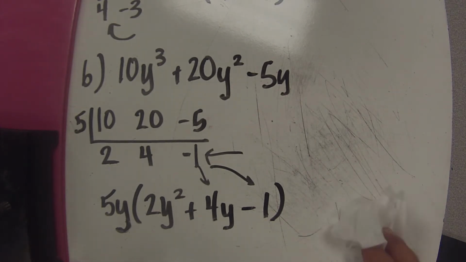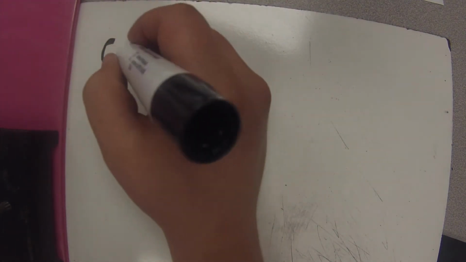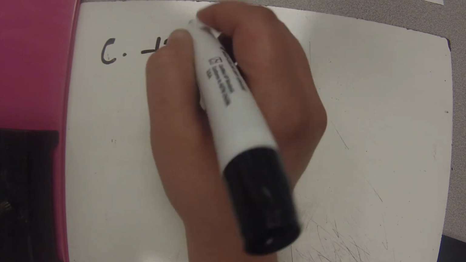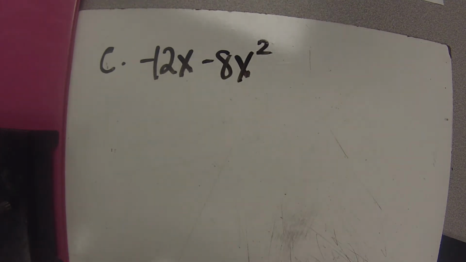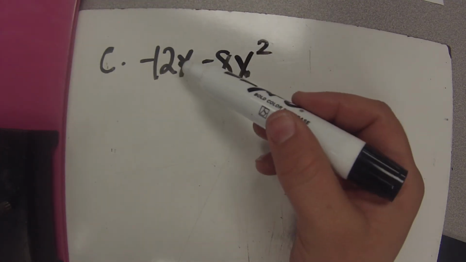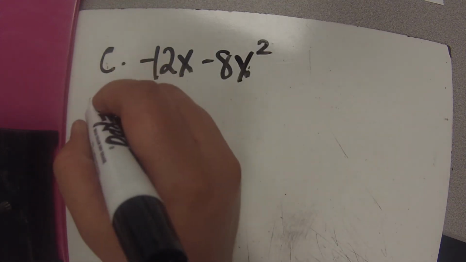Okay, let's go to example C. I'm going to remove this now. This whole video is going to be over factoring by greatest common factor. So C is negative 12x minus 8x squared. Okay. And we know that the lowest variable term is x here. Both of those have at least one x, so we can pull that out.